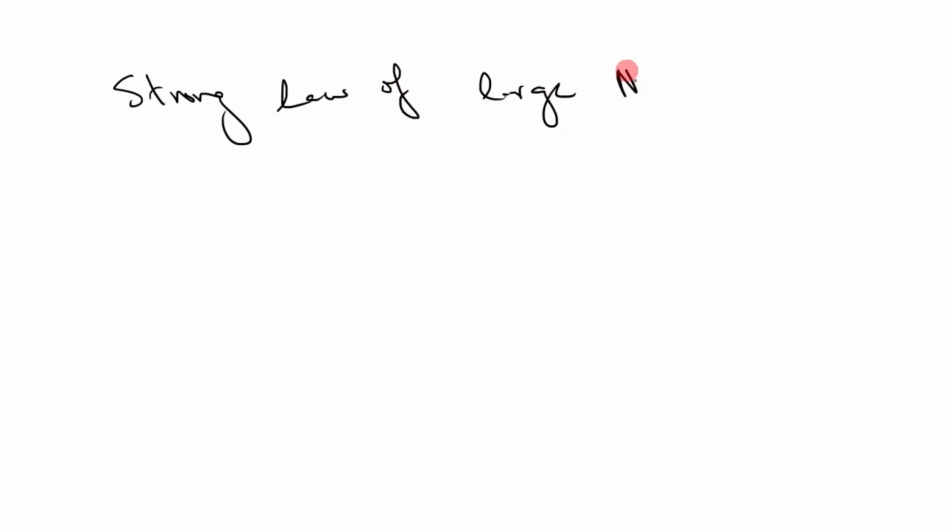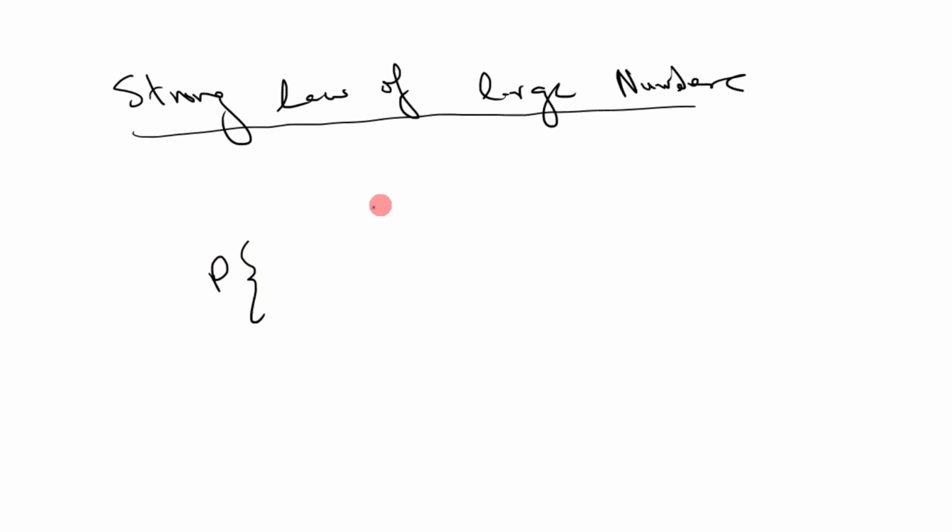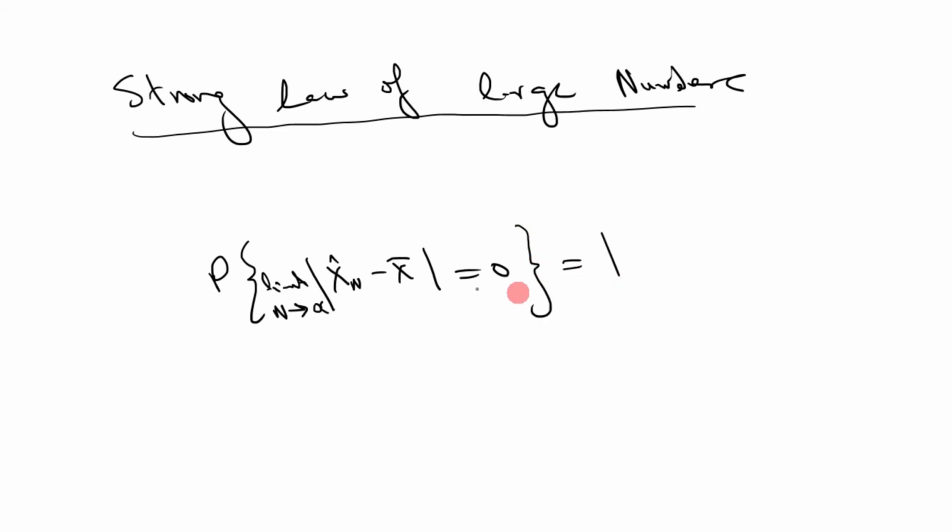Then the strong law of large numbers states that the probability of error between time average and statistical average is 0 with limit on n, which is the number of random variables, is large or tends to infinity, then this probability is equal to 1. You can say it is a tighter bound on the error.